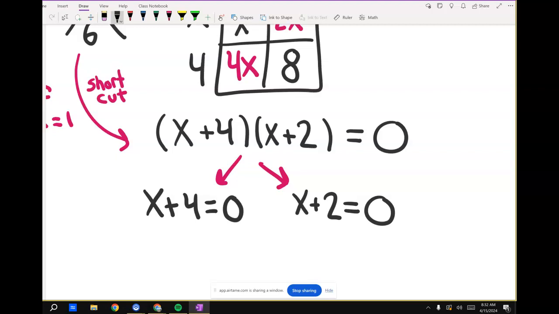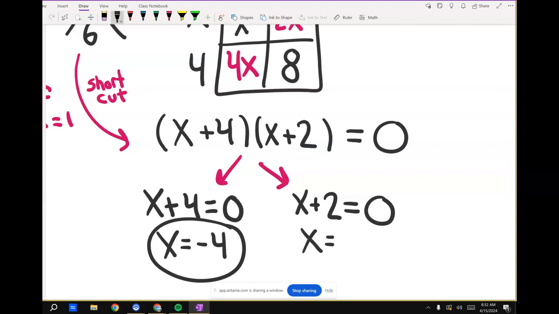Solving both of these is what's going to get me my x values. One of my x values is x is equal to -4. Our other one would be x is equal to -2. So we ended with x's as our answer, not as something with 2 parentheses.